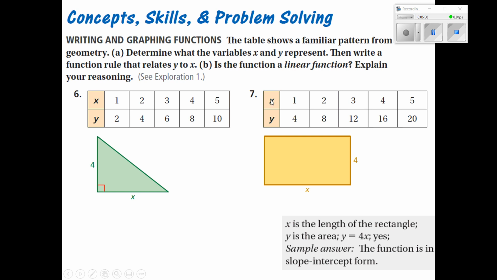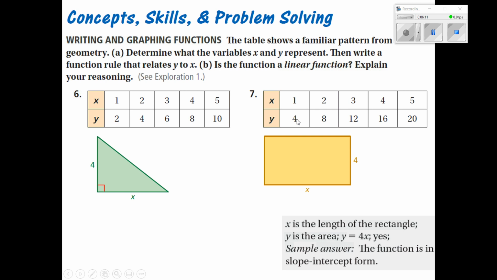Number 7 says, the table shows a familiar pattern from geometry. Determine what the variables X and Y represent. Then write a function rule that relates Y to X. Is the function a linear function? Well, we know that we're going to take our linear formula or slope formula.